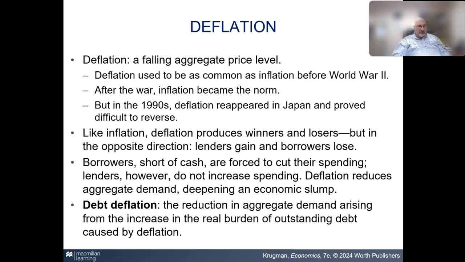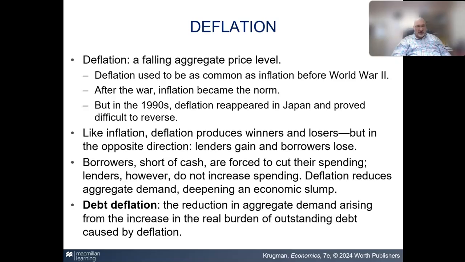The problem with deflation, and this is why most central bankers try to fight it like it's the plague, is that if you start going down, then you're basically producing less and less output, and you end up firing a lot of people, and you end up with less and less income. The government takes in less revenue. It becomes a massive problem for everyone involved. The borrowers are short of cash, forced to cut their spending. Lenders do not increase their spending, so it reduces aggregate demand and deepens the recession.